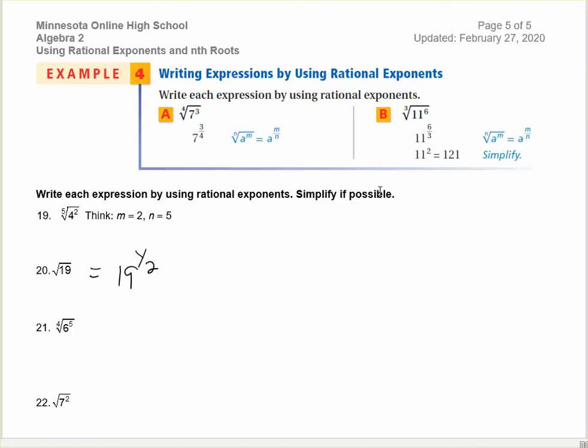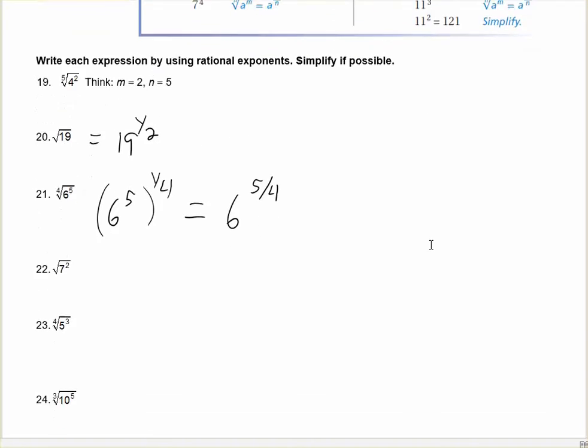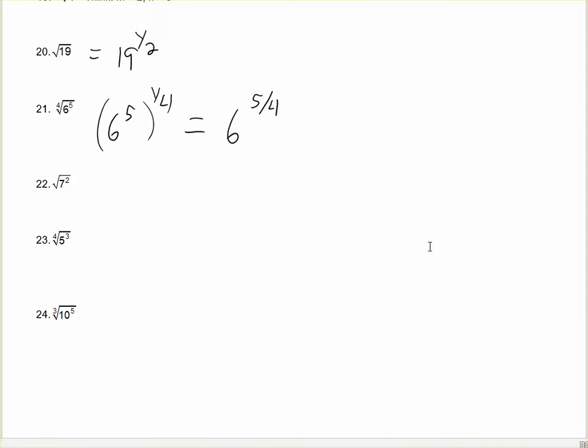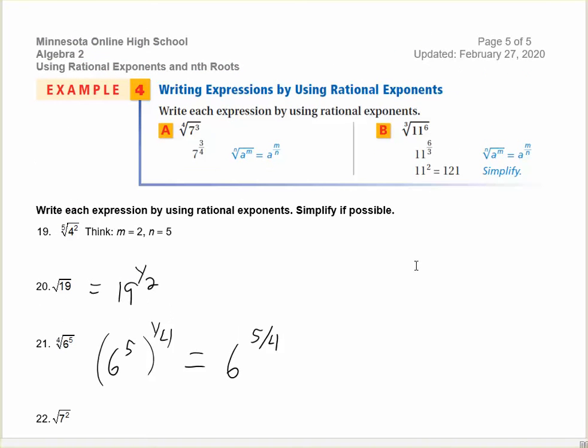Similarly, in number 21, this would be written as 6 to the 5th to the 1/4 power, which we can simplify by multiplying the exponents together and get 6 to the 5/4. This is not simplifiable. Some of them are, but this one is not. So simplify these as much as you can, and it's okay to write them with a rational exponent.